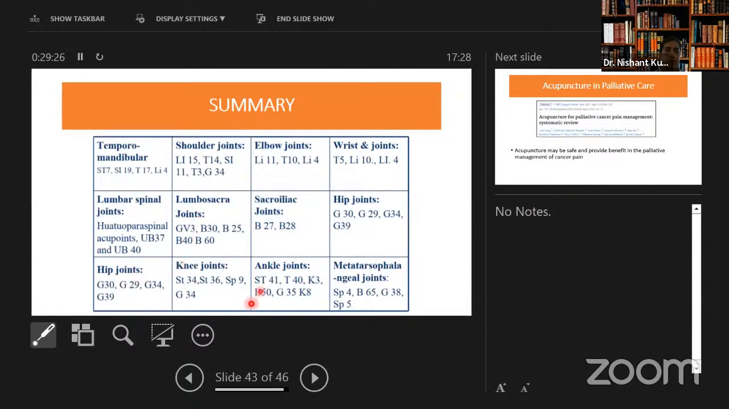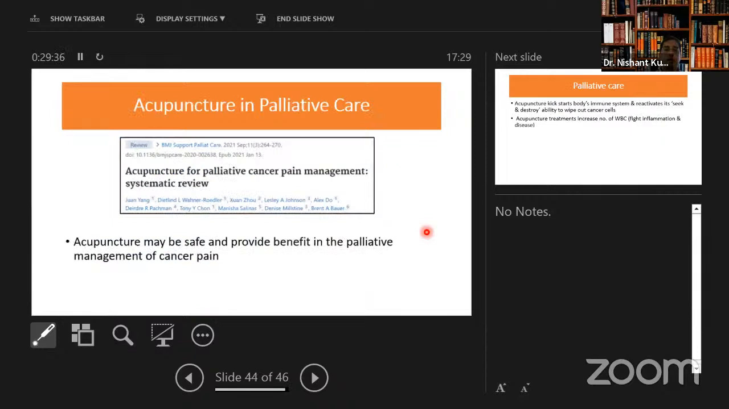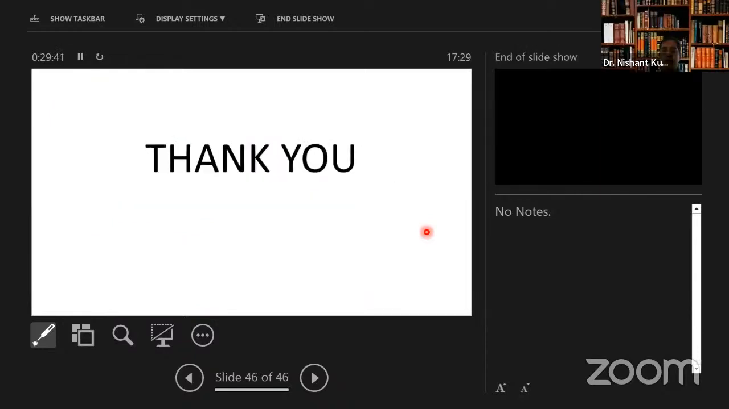So in summary, this is a summary. I will give you these things. So this is how to plan the points. I will not go into detail on this. It has been found to be okay. Thank you. Any questions?